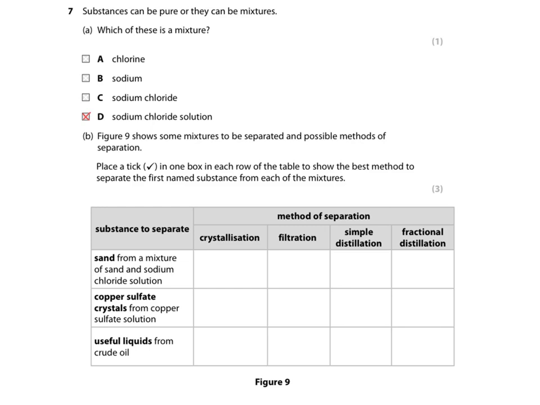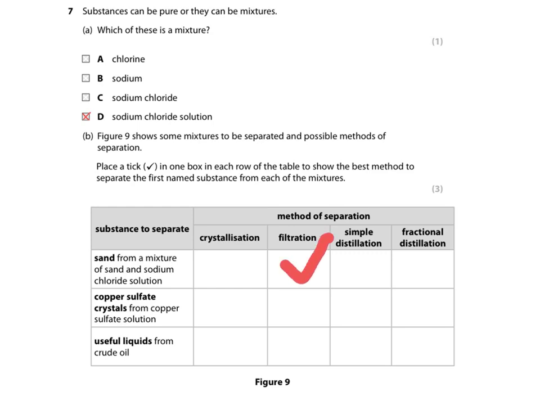So in question B it says, figure 9 shows some mixtures to be separated and possible methods of separation. Place a tick in one box in each row of the table to show the best method to separate the first named substance from each of the mixtures. So we've got to separate sand from a mixture of sand and sodium chloride solution. Now we should know that sodium chloride, table salt, is soluble. That means it dissolves in solution, and sand is insoluble. So therefore we can just use filtration.